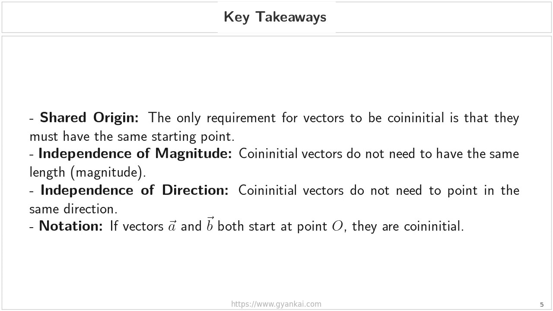Now that we have seen the geometric representation and a practical example with the light source, let's summarize the essential points you need to remember. In the next slide, we will look at some common pitfalls to ensure you don't confuse this concept with other types of vectors.